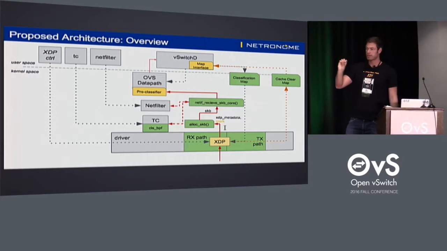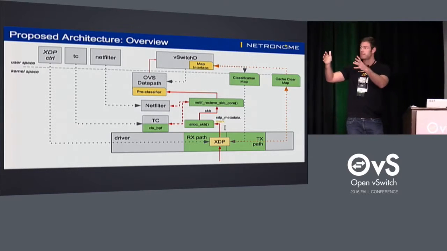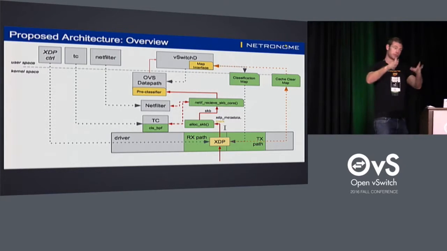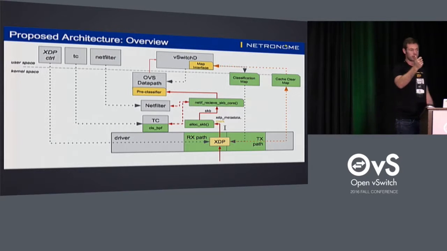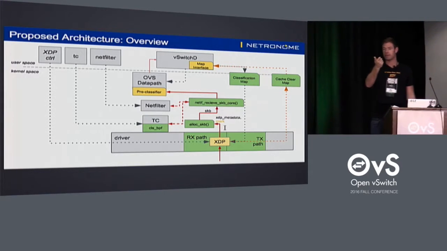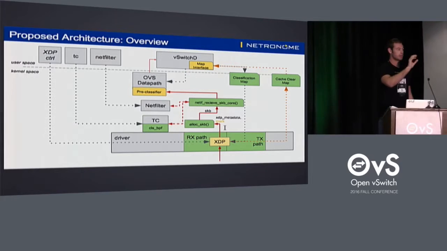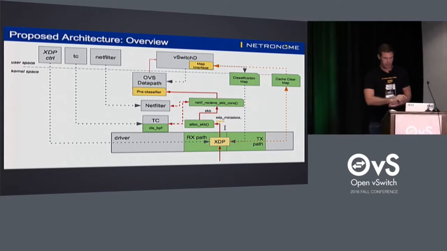So what I've done here is I've taken the concept of the SKB mark and put it into XDP. So we have a small mark field, which will give us enough information to understand what actions are needed on that particular flow.